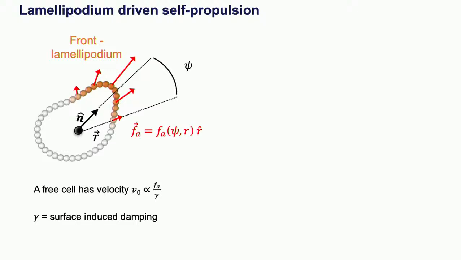We also assume here that the active forces are parallel to R. Another option would be parallel to N, but parallel to R appears more reasonable to us. And there are differences in the typical shape that you get, these kinds of things. And then the cell moves, and there is, of course, a viscous damping due to the interaction with the substrate.